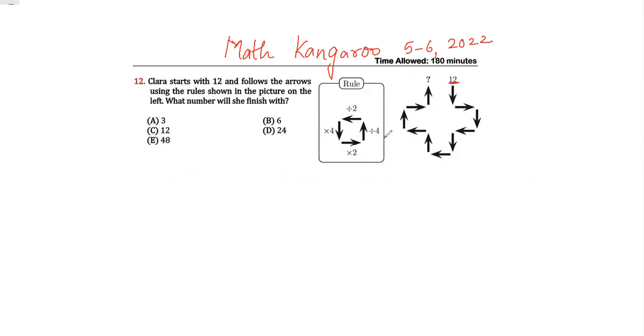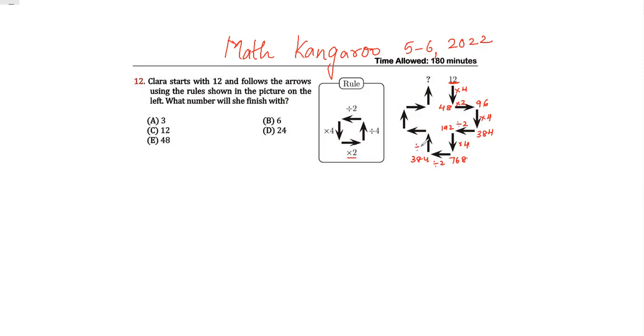She starts with 12, then we have a downward arrow which is times 4. So I'll get 48. And then there is an arrow to the right, so 48 times 2 is 96. Then there is a downward arrow again, times 4, which is 384. Then again to the left, which is divide by 2, so I will get 192. Then there is a downward arrow, times 4, so I get 768. Now to the left, which is divide by 2, so I again get 384.